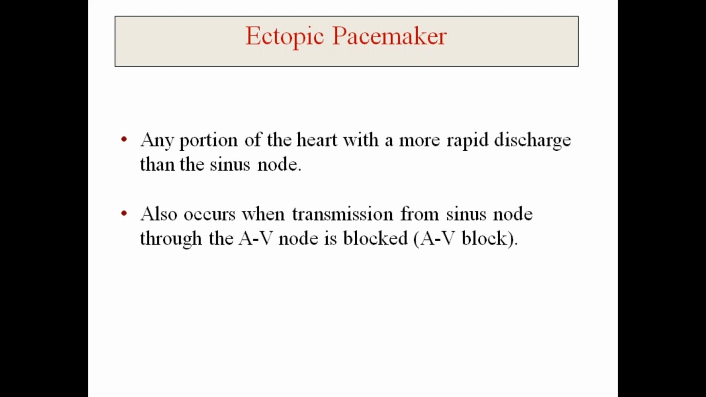So ectopic impulses can happen either if some tissues are generating impulses at a rate higher than the SA node, or if there's a blockage, and because of that the SA node impulse is not conducted.